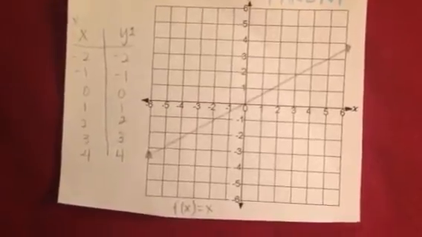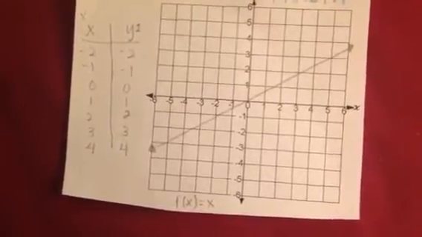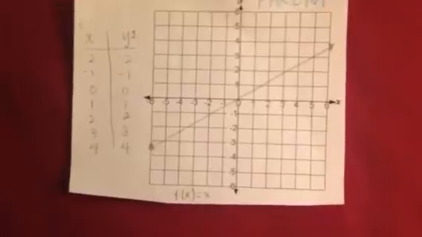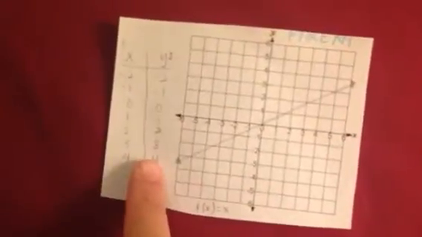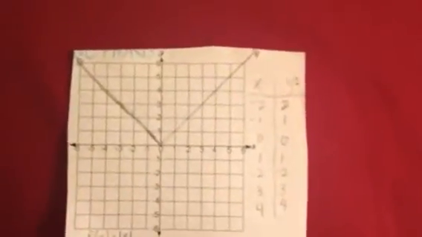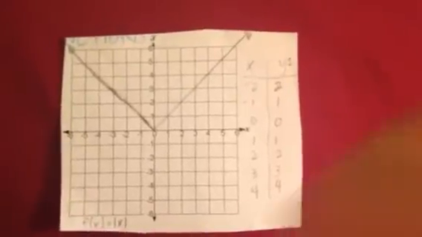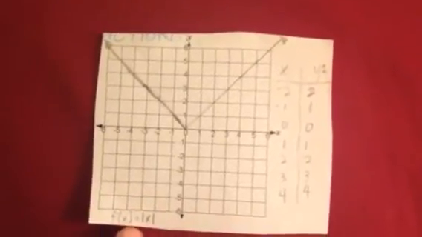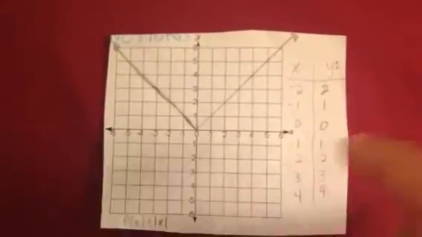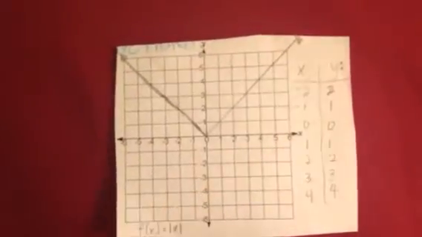So, this is the first parent function, which is f(x) = x, and this parent function is actually a linear function. And here I have the table, and I have it graphed. On to the next one. Here we have an absolute value function, which the equation would look like this. f(x) = |x|. And here is the table and how I graphed it.